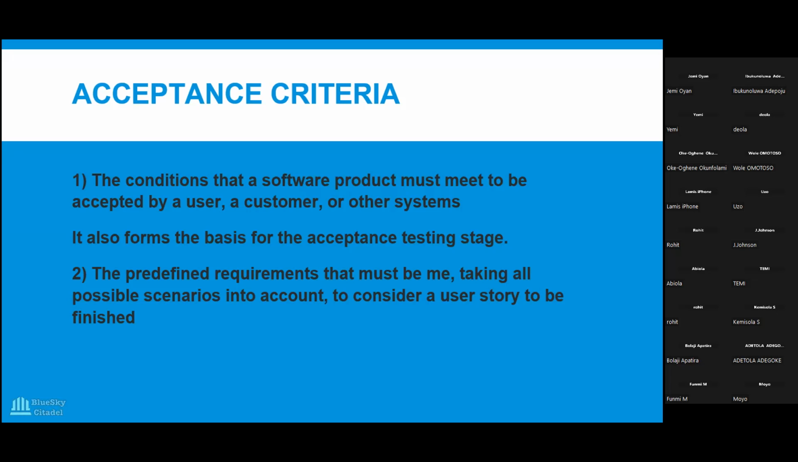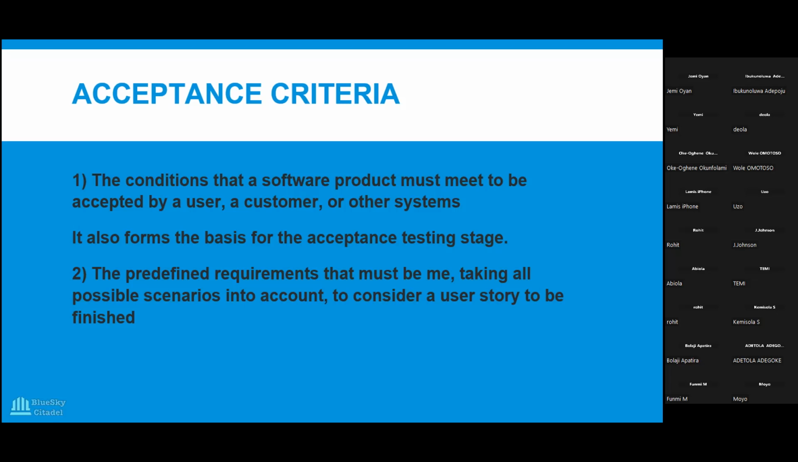Another definition. Your acceptance criteria, these are the predefined requirements that must be met, taking all possible scenarios into account, to consider a user story to be finished. Okay, let me just tell you in simple English. Let me break it down for us. Your acceptance criteria are just the conditions that have to be met.